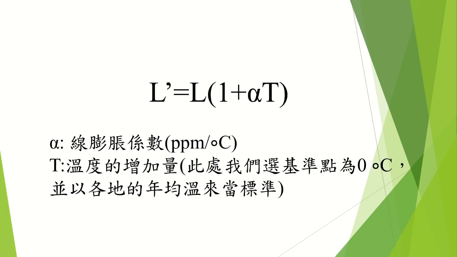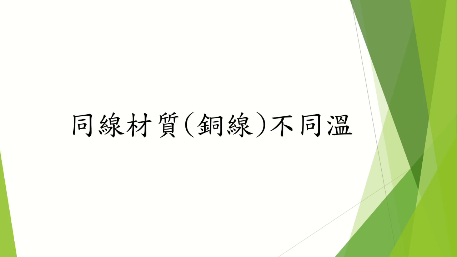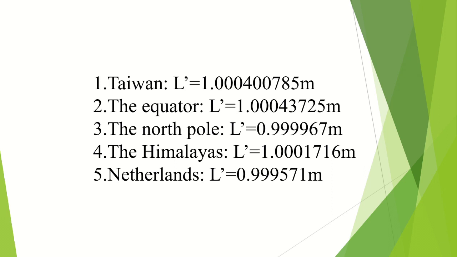In this way, after our precise calculation, the value of L prom equals 1.00040785 meters for Taiwan, 1.0043725 meters for the equator, 0.999967 meters for the North Pole, 1.0001716 meters for the Himalayas, 0.999571 meters for the Netherlands.